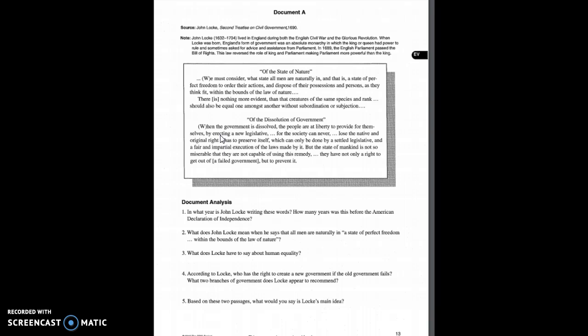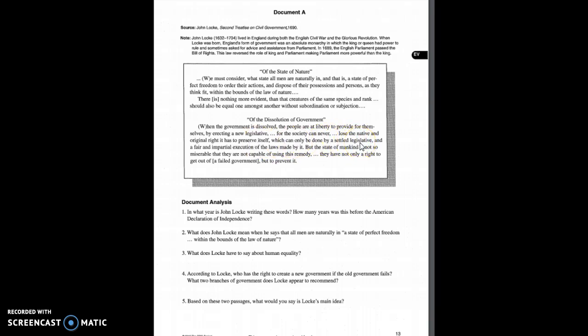So in this case, John Locke is talking about creating a new legislative, meaning again, creating a new body to actually institute and create laws. For society or people can never lose their native and original right it has to preserve itself. Okay, if you're trying to preserve it, you're trying to keep it, you're trying to make sure it goes on, which can only be done by a settled legislative.